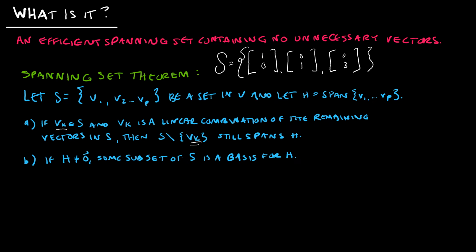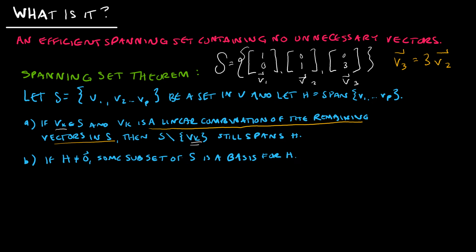So here's my set S: (1, 0), (0, 1), (0, 3). Let's call this guy V1, this guy V2, and this guy V3. Looking at that, hopefully you can see immediately that this is not a linearly independent set of vectors. I can see that because V3 is really just 3 times V2. Therefore, V3 is a linear combination of the remaining vectors in S.